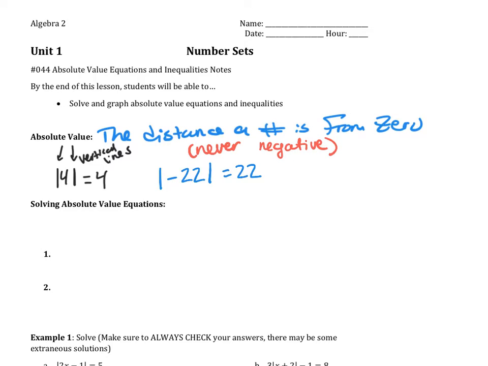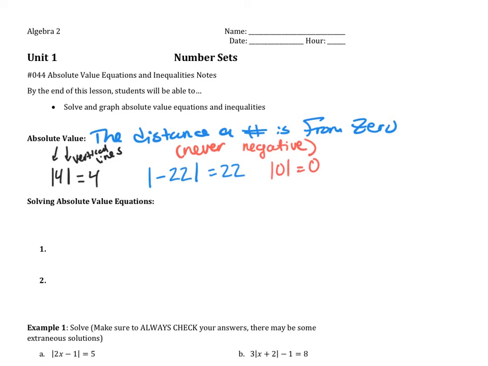If we wanted to do absolute value of 0, again, it's asking how far away from 0 is 0. Well, 0 is 0, so it's 0 away from 0. And one thing to be careful of, notice here this negative was inside the absolute value. We were taking the absolute value of a negative number. We could have one where it's negative absolute value.